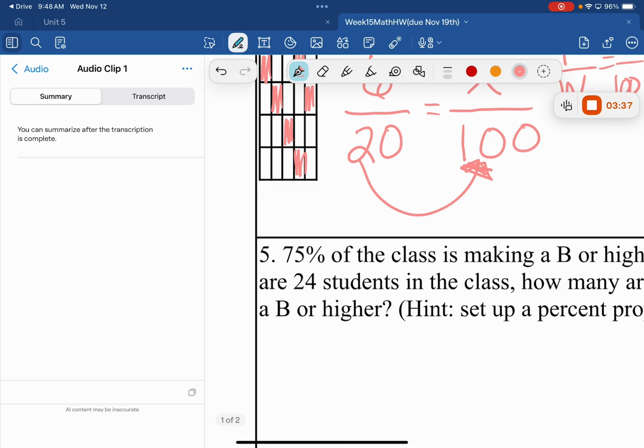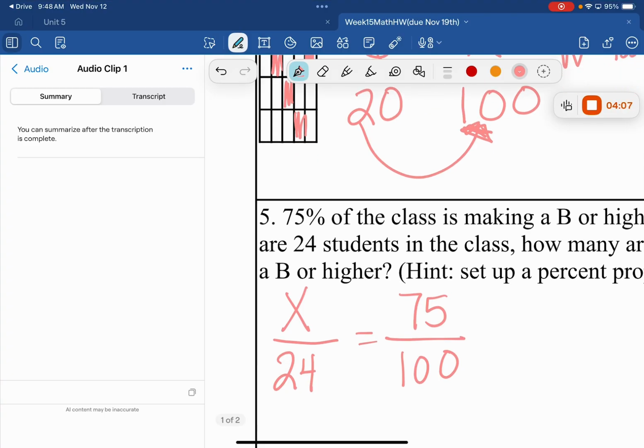Okay, 75% of the class is making a B or higher. If there are 24 students in the class, how many are making a B or higher? So 75% of the class, always put the percent over 100. If there are 24 in the class, that's my total. So my total goes on the bottom. I'm trying to figure out what is the number of 75%. Like how many kids is that? I can tell you right now there's no scale factor. So you're going to cross multiply and then divide by 100.